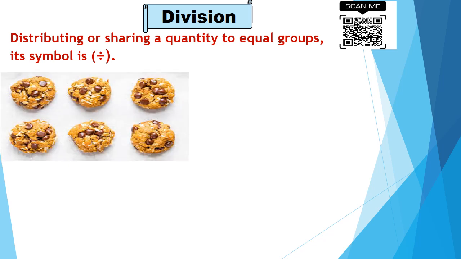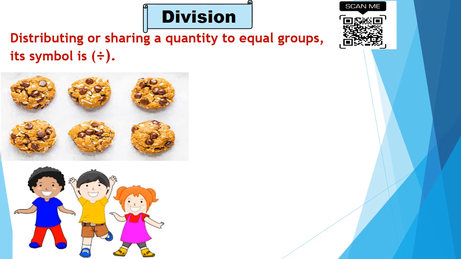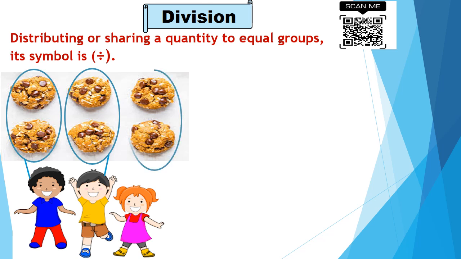We have here 6 cookies, and we have 3 kids. These cookies, we want to distribute them equally. No one takes bigger than the other one. So we will distribute them equally. So we will give the first kid what? 2 cookies. And the second kid 2 cookies. And the third kid 2 cookies.